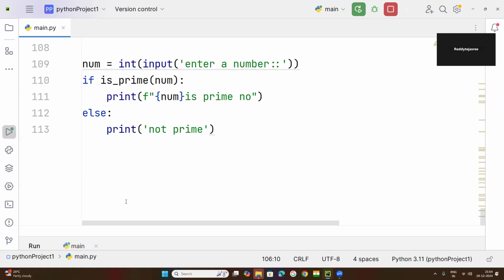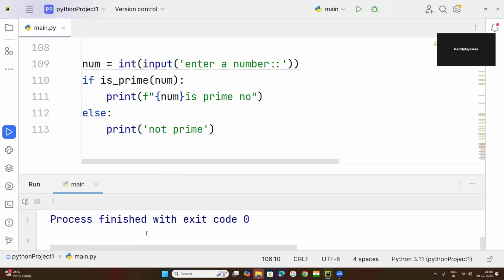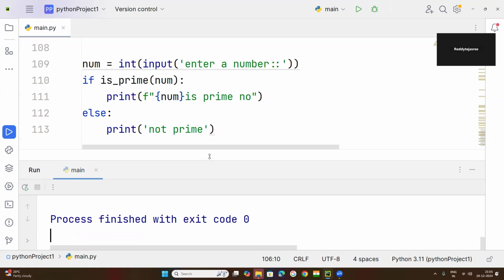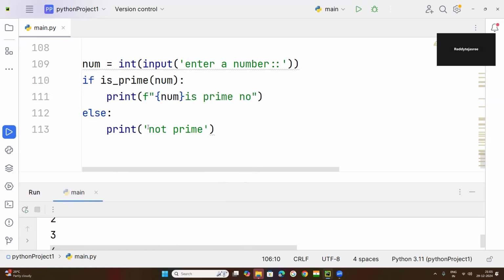36 is not a prime number. So enter 36 here. So what is the result? 36 is not prime. So we will write a code here.